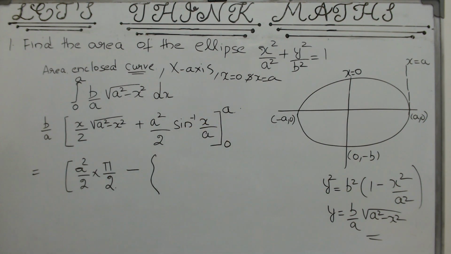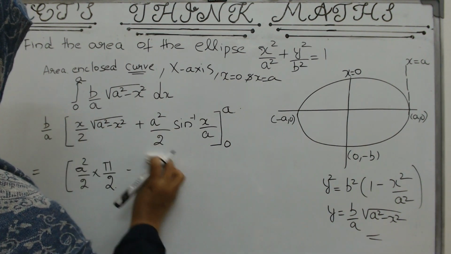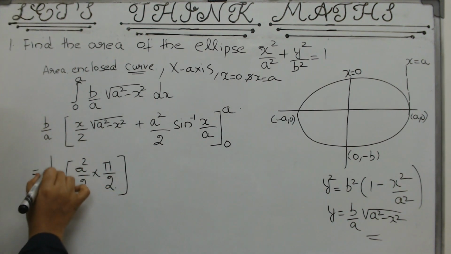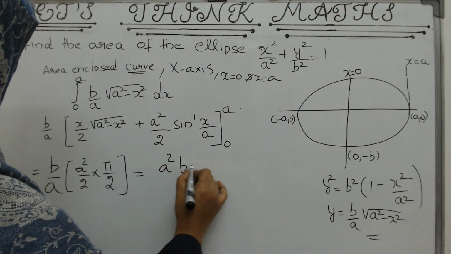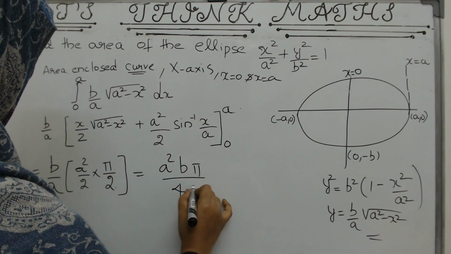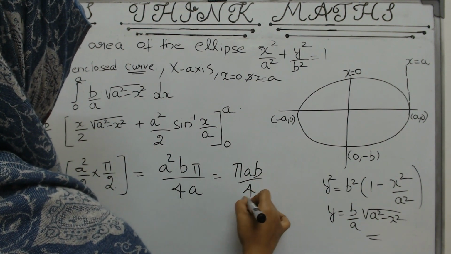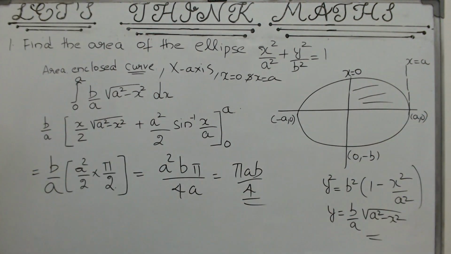So, sine inverse of 0 is what? It is 0 itself. So, here a 0, here a 0, the whole thing reduces to 0. So, you are just left with this. Or in other words, a square b pi by 4a, or in other words, pi ab by 4. This is just this area. Multiply into 4, you will get the area of the whole ellipse.